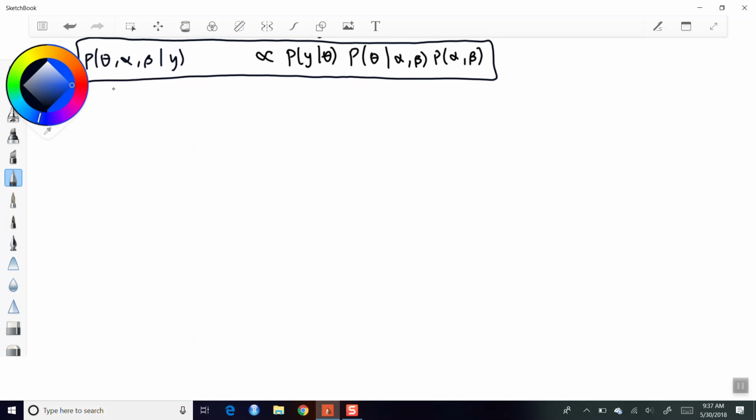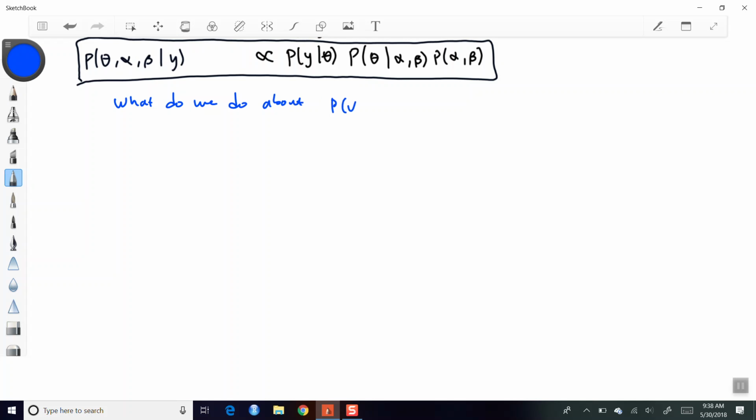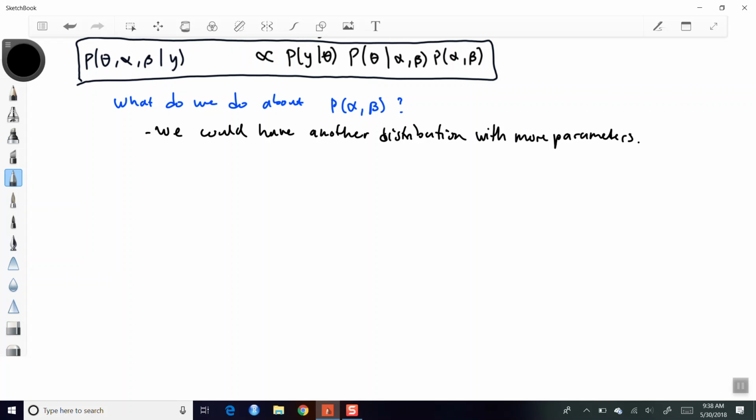So then what do we do about alpha and beta? We could have another distribution with more parameters, and these would be called hyperprior parameters. One probably more desirable alternative is to choose an uninformative hyperprior distribution.